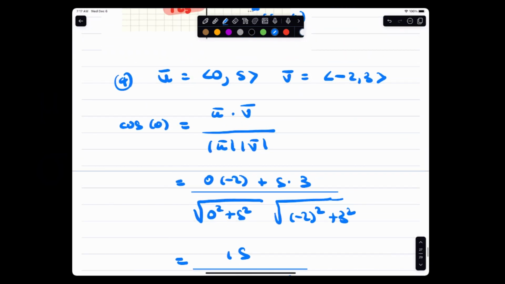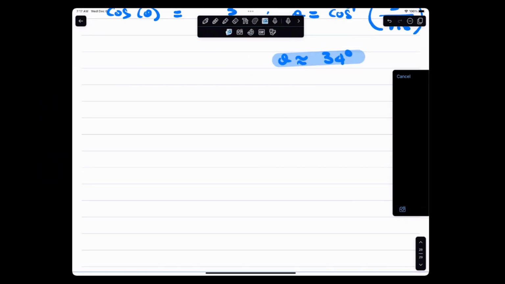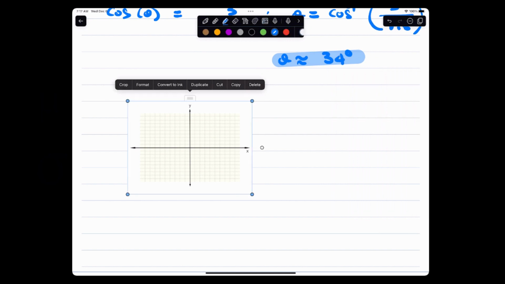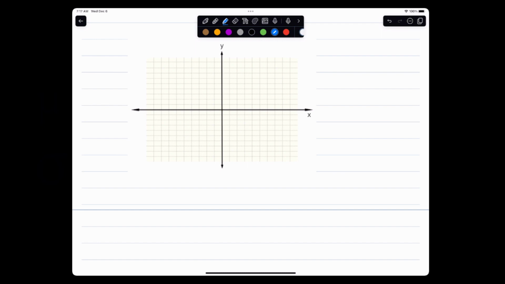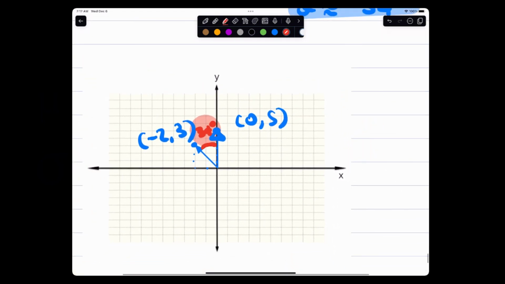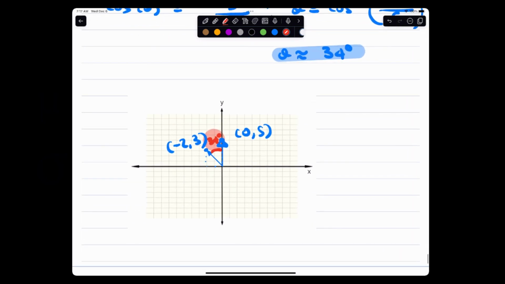So if we had to graph these vectors, number 4, 0, 5 and negative 2, 3, let's bring this graph in. So 0, 5 would be right up here. And then negative 2, 3. 1, 2, 1, 2, 3. So if we look at this, this is supposed to be 34 degrees right in here. And there you go, ladies and gentlemen, 34 degrees here. So that's how this works.